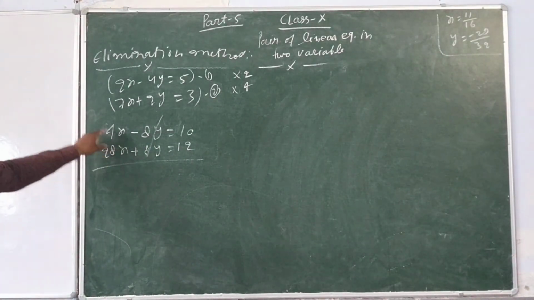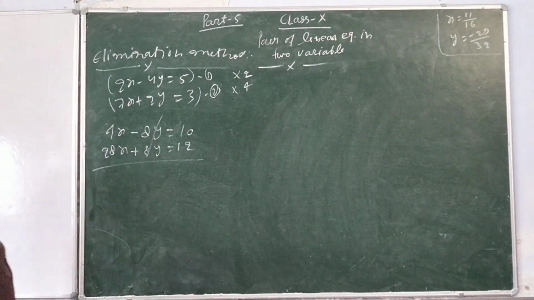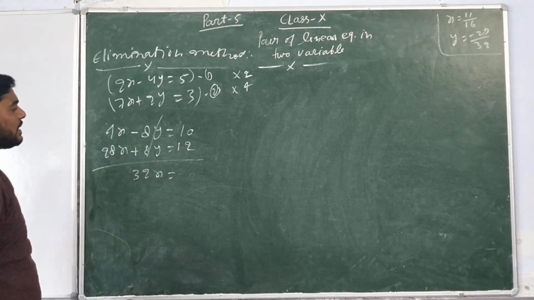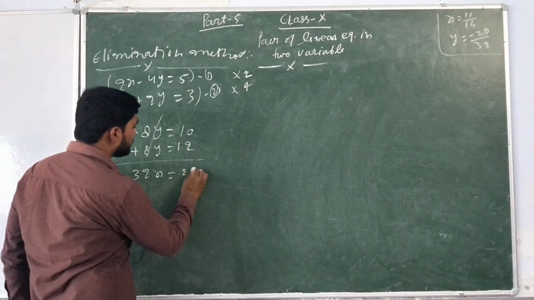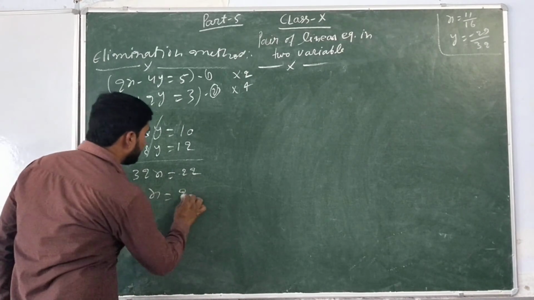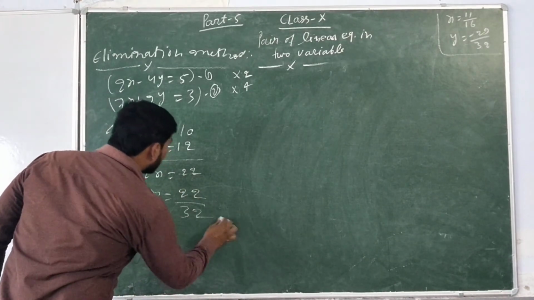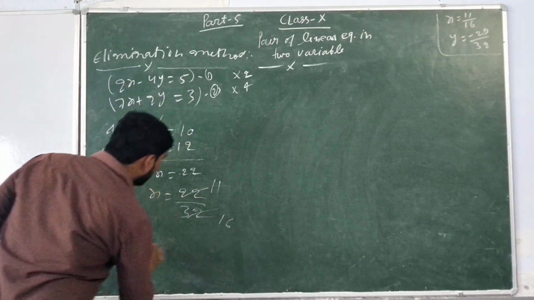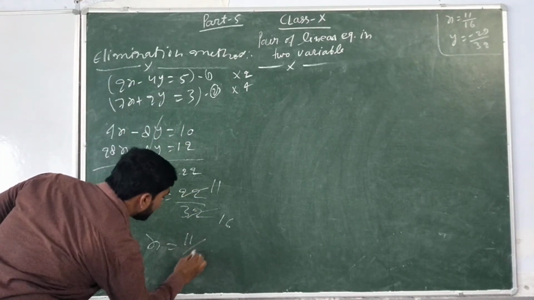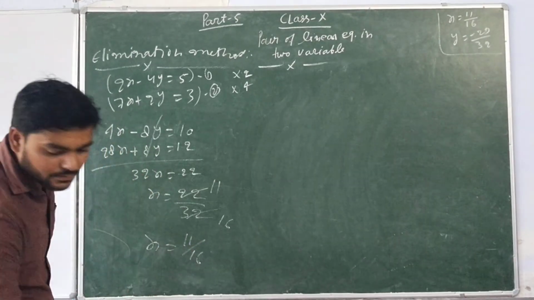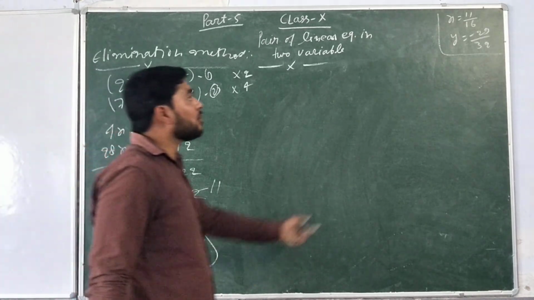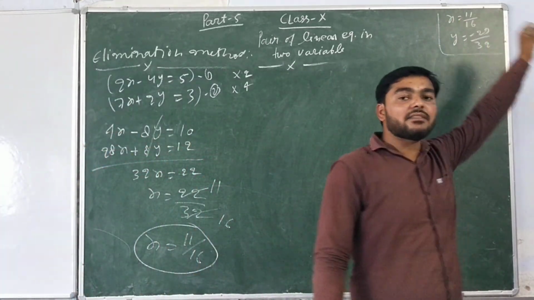Now you will get 4 plus 28, 32x. From here you will get 22. So the value of x will be 22 by 32, which cancels to 11 by 16. You get the value of x, that is 11 by 16. From the first method, you also got the value of x, that is 11 by 16.